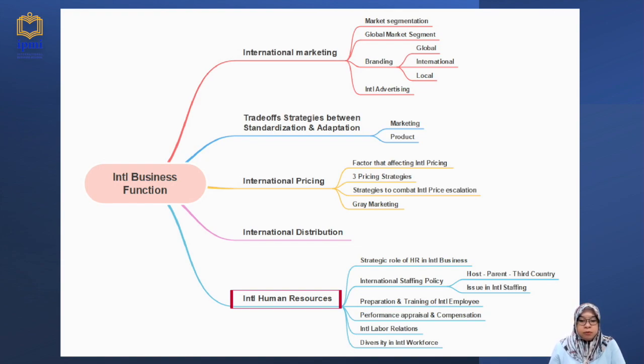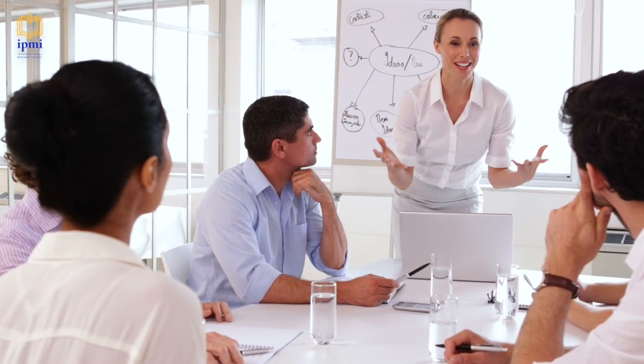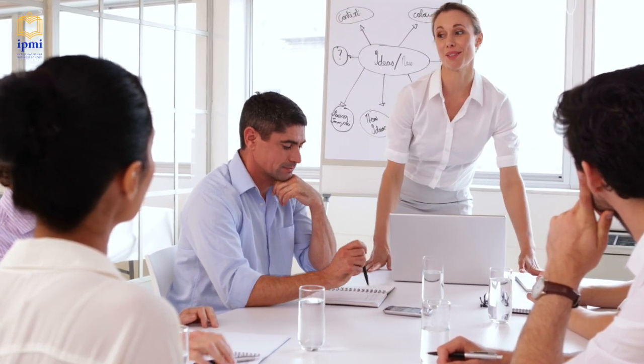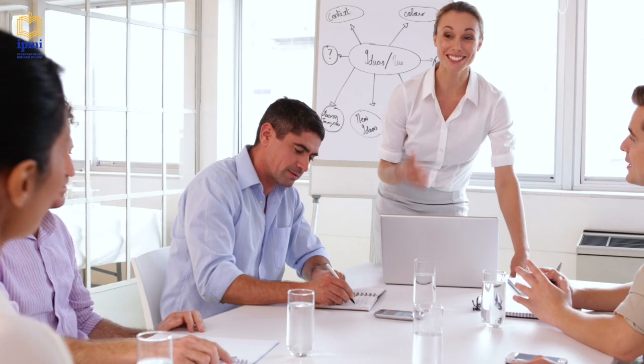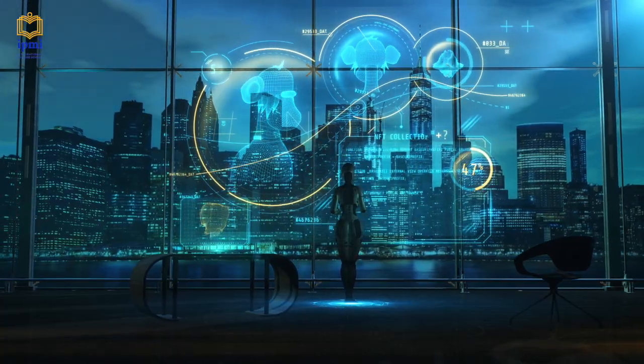And the last function is human resources, which involves managing employees in different countries, including staffing policy, preparation training, performance appraisal, labor relations, and diversity management in international staff. Successful international human resource management requires an understanding of cultural differences, labor laws, and best practices in different countries. The strategic role of human resources in international business is to manage the workforce in different regions.